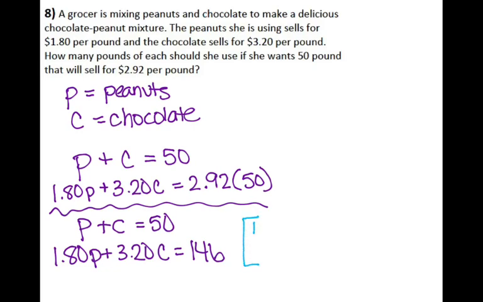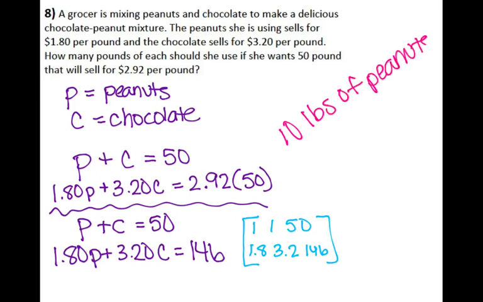So here's what I'm putting in the calculator: 50, 1.8, 3.2, and 146. So I'm going to do RREF again. Calculator troubles. Alright, so 50, 1.8, 3.2, 146. And that gives me 10 and 40. So I have 10 pounds of peanuts and 40 pounds of chocolate.